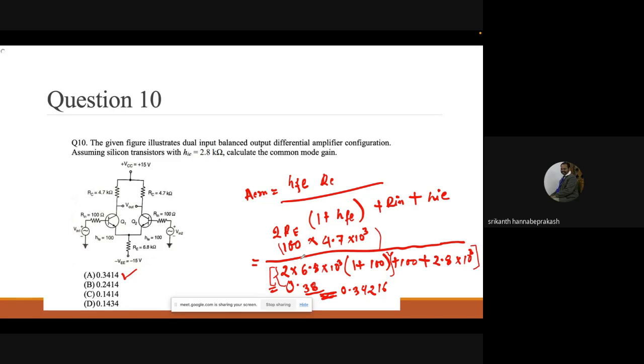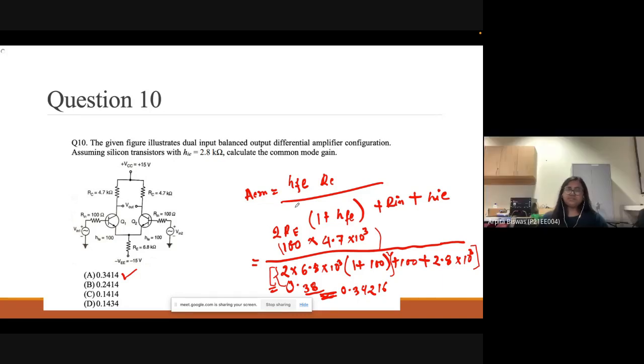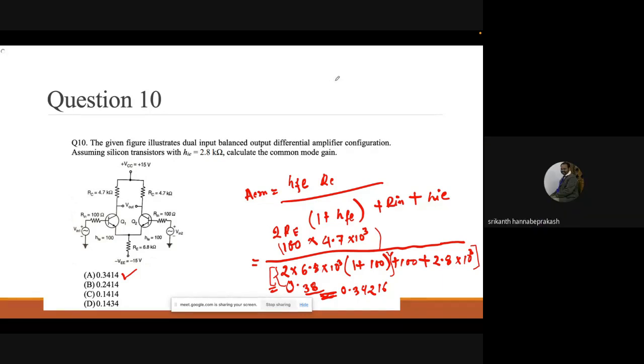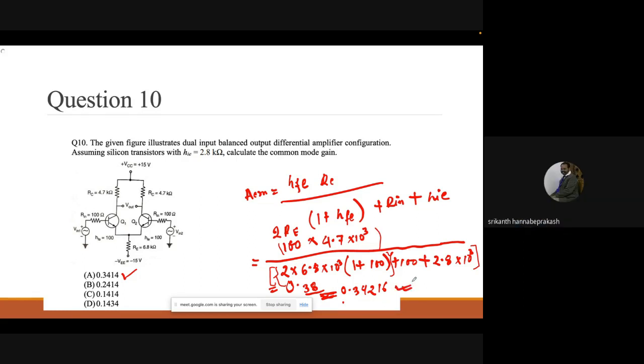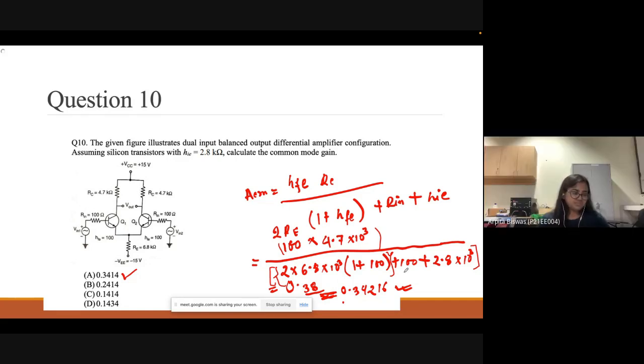Madam, I will correct my answer. I think I'm getting 0.3684 after rechecking. 0.3684. Okay. So do I have to calculate it, or is it okay to move towards the next question? Please move to the next question. Okay. And this is good. You have at least tried.